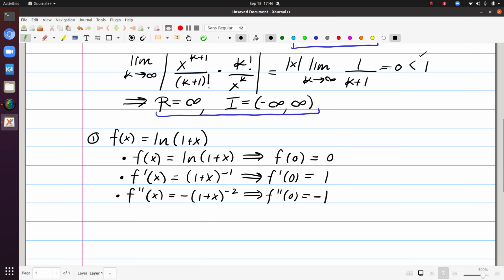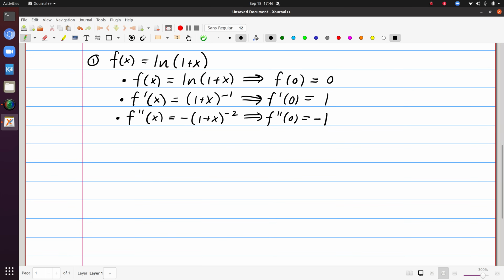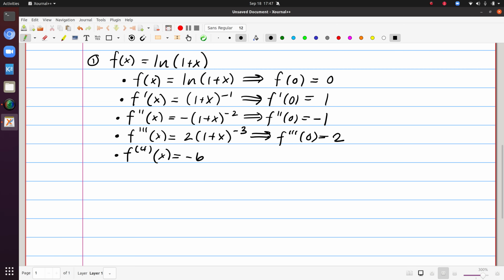To be clear, what I'm doing here is finding several of the derivatives until I can observe a pattern, to the point that I can figure out what the kth derivative of f at 0 would be. The third derivative of this function is now positive 2 times 1 plus x to the minus 3. When I evaluate that at 0, I get positive 2. The fourth derivative would now be negative 6 times 1 plus x to the minus 4. Evaluating that at 0, we get negative 6. And I'm starting to observe a pattern where I can see factorials.